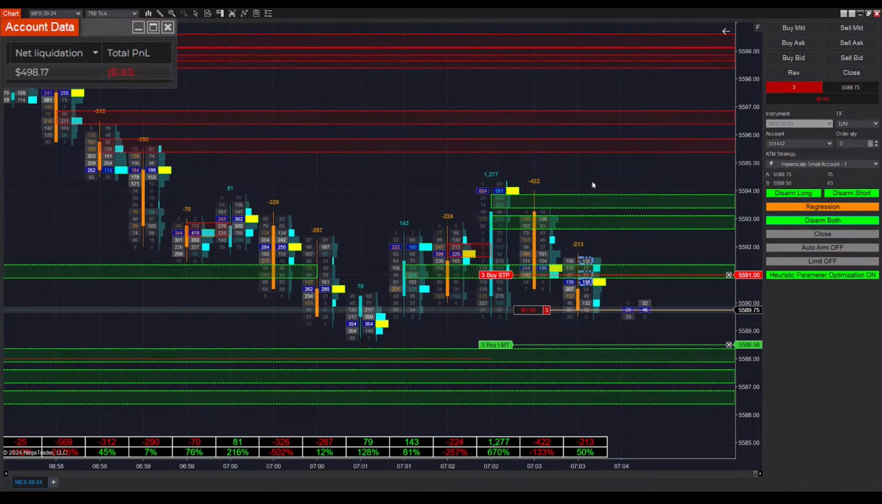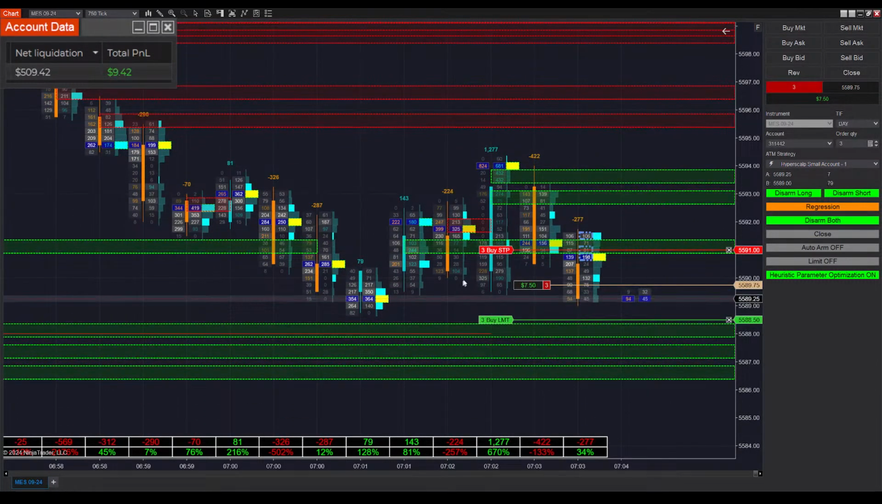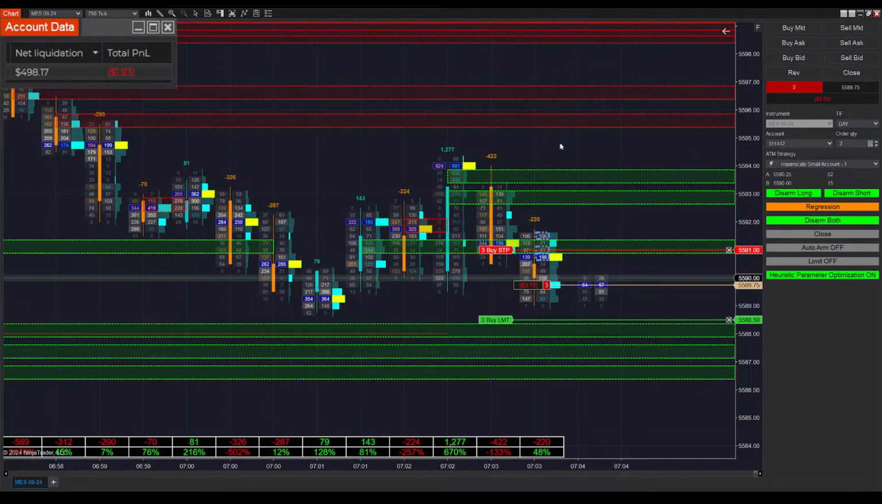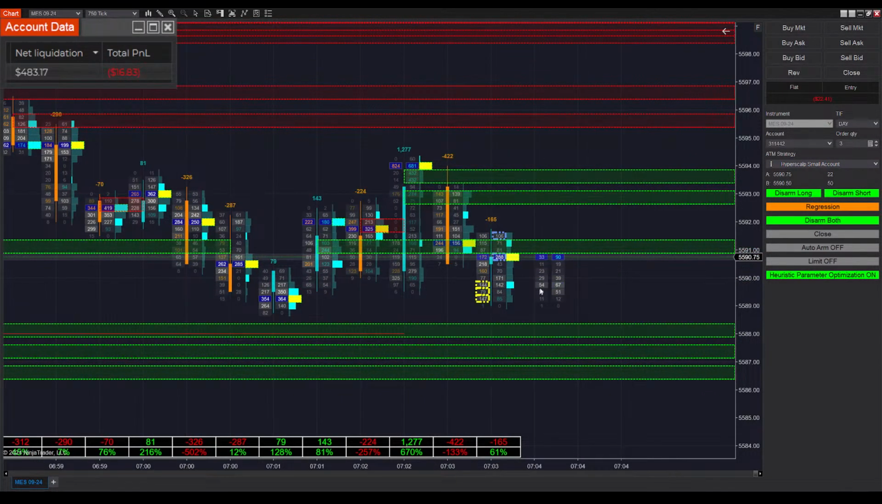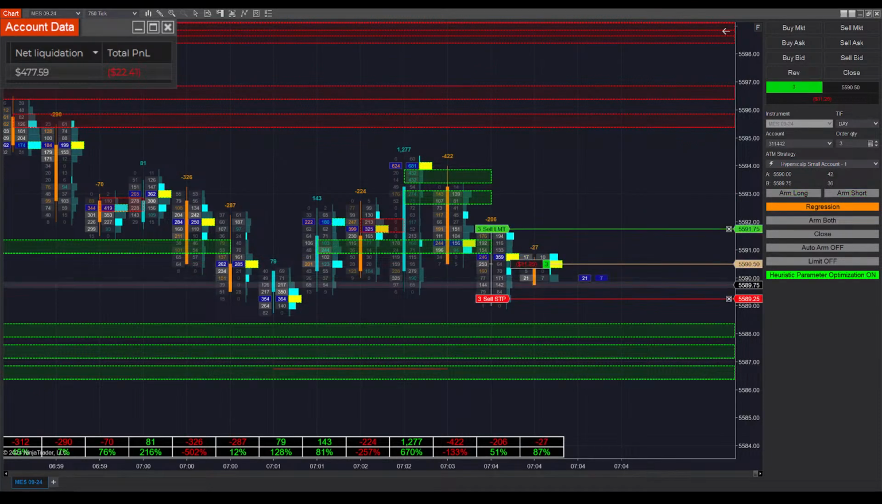You can see here we just got filled into our first trade. We are trading 3 contracts of MES. You can see that's a pretty small amount of numbers there. Each tick is worth about $3.75 with the amount of contracts that we are trading. Hopefully we can start the day out here with a win, but unfortunately our first trade on this account is a loss. That's okay.